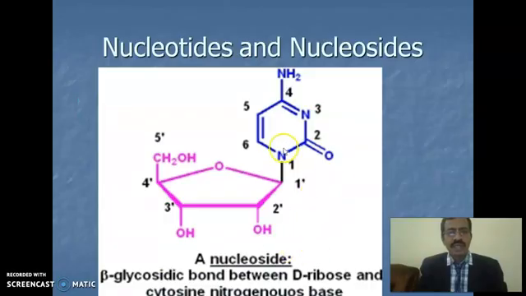Now we see a single nucleoside. Here this is a nitrogen base and it is bound with the ribose sugar with the help of the glycosidic bond. So this is the ribose sugar because in the second carbon position and in the third carbon position we observe two hydroxyl groups.